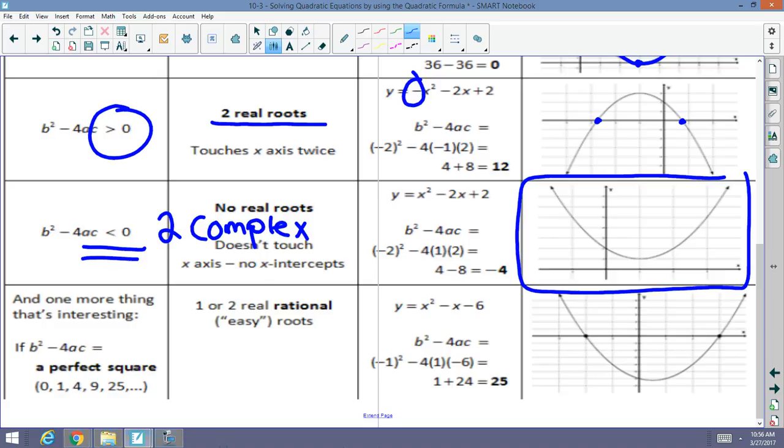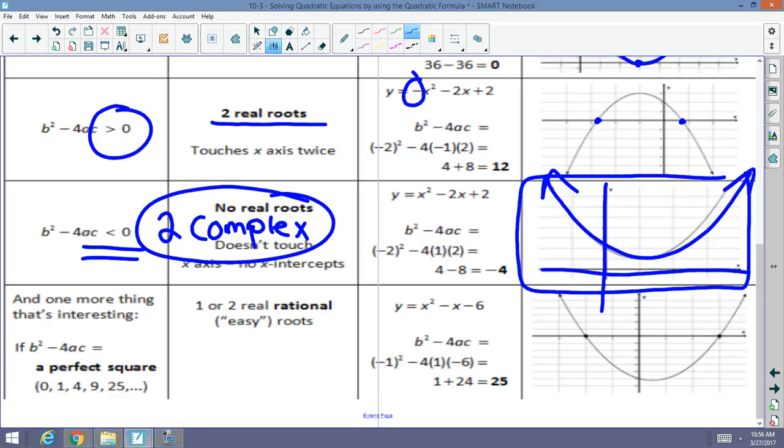You plot your points like normal. You just won't have any points going through the x-axis. See, none of these points here touch the x-axis. So that's why they're called complex solutions. They're not real because they don't hit the x-axis. If they hit the x-axis, they'd be real solutions. If they don't hit the x-axis, that means they're imaginary. You're still going to have solutions. They're just complex or imaginary solutions, sir.